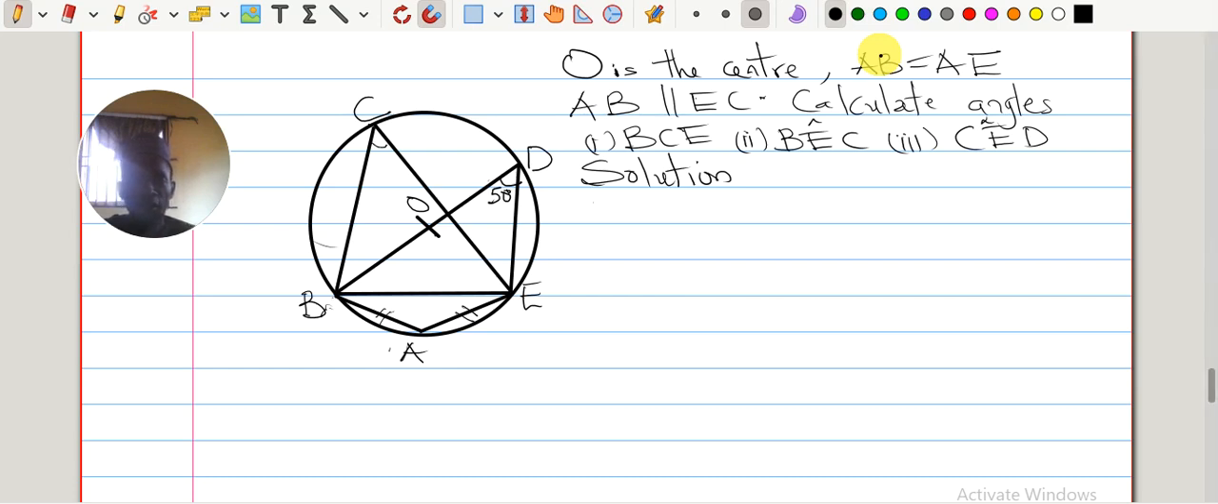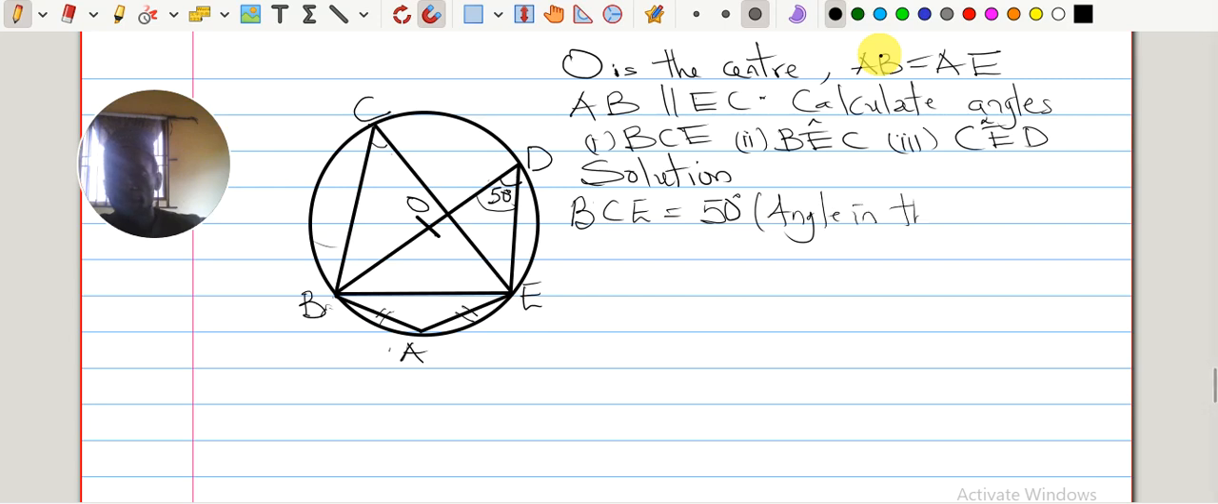BCE, okay? Now my BCE we can say is equivalent to 50 degrees. That is angle in the same segment. Look at this angle here. They are in the same segment with BCE, okay? That is angle in the same segment. Take note. Now we are done with that.